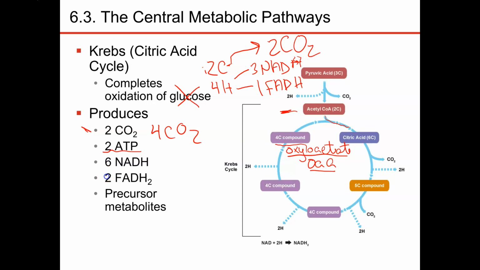In this process, a small amount of ATP is produced via substrate level phosphorylation. And so for each turn, we produce 1 ATP, so a total of 2 ATP is produced. And at the end, we end up with this same oxaloacetate compound that we had in the beginning. So we always start and end in this cycle with oxaloacetate.